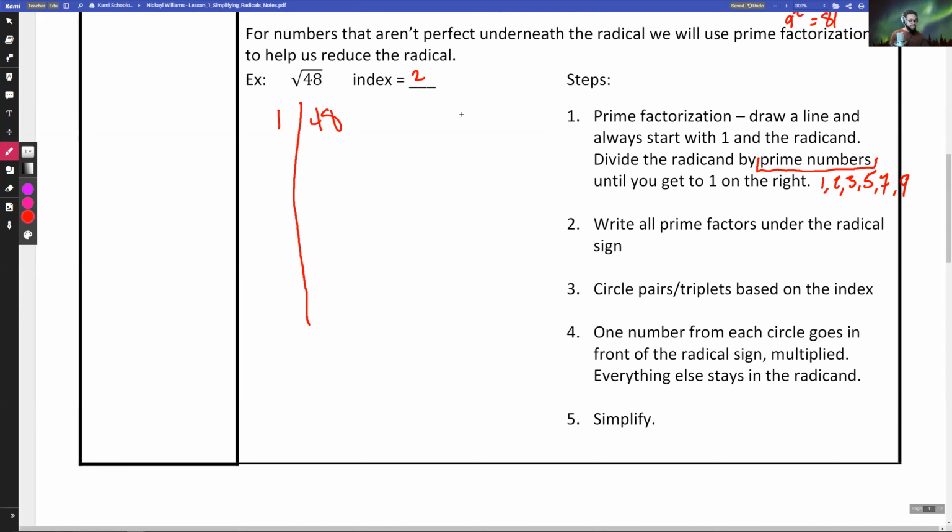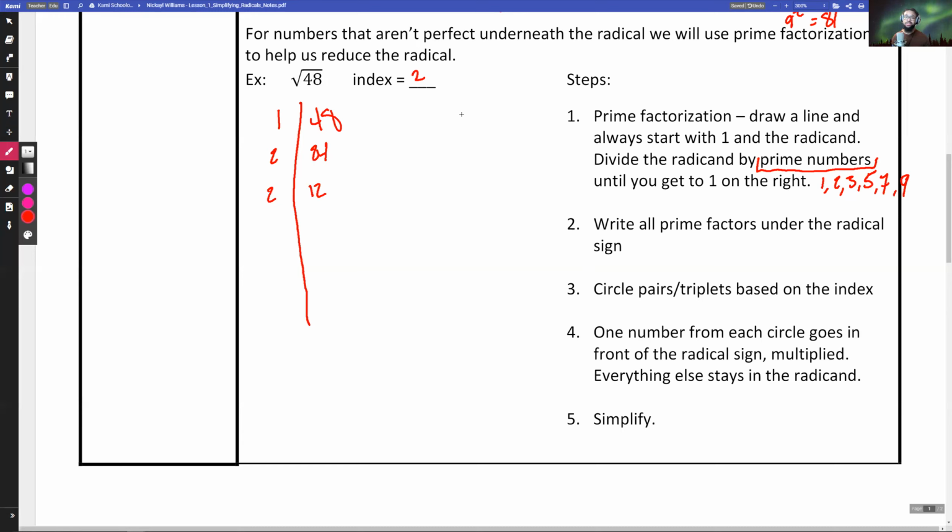So we're going to start with this. 48 is an even number, so we can divide it by 2. That's a prime number. When we divide by 2, we get 2, and then what times 2 is going to be 48? That's going to be 24. So we have 2 times 24. 24 isn't 1. Our goal is to get to 1. So we're going to do this step again. What prime number can we divide into this? Once again, we get another 2. 2 times what gives me 24? 2 times 12 gives me 24.